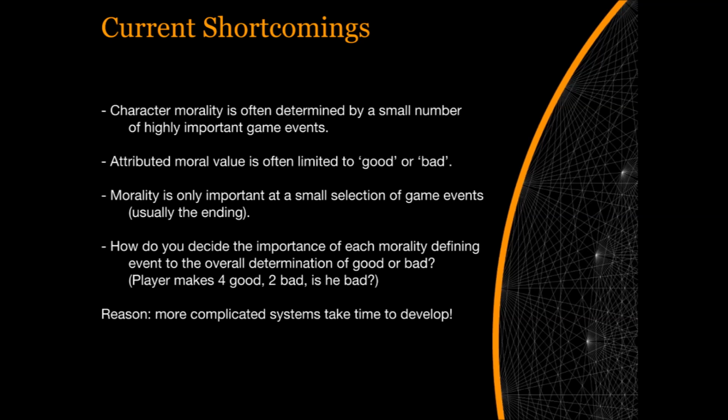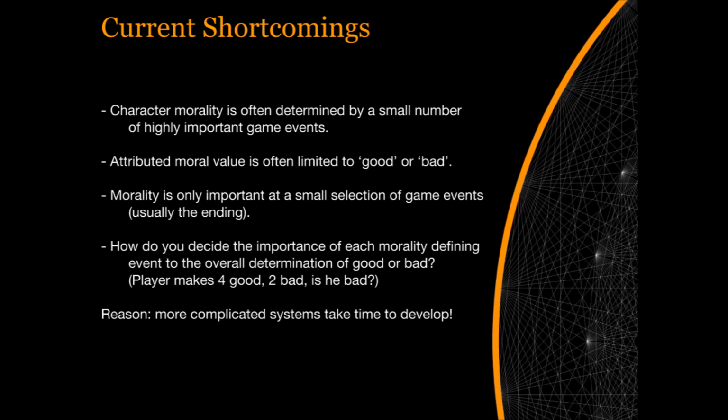And finally, what I believe to be the biggest shortcoming of current systems is the way importance is assigned to moral decisions. How do you decide the importance of each morality-defining event to the overall determination of good or bad? The example I've provided is that if the player makes 4 good moral decisions and 2 bad ones in the course of a game, is he a bad person? Obviously, the answer depends on the importance of those events. But how do you take into consideration the time the decision was made in the game? Can we repent and change from a bad start to a good ending? If so, how do you define the rules? Most games simply just don't bother.